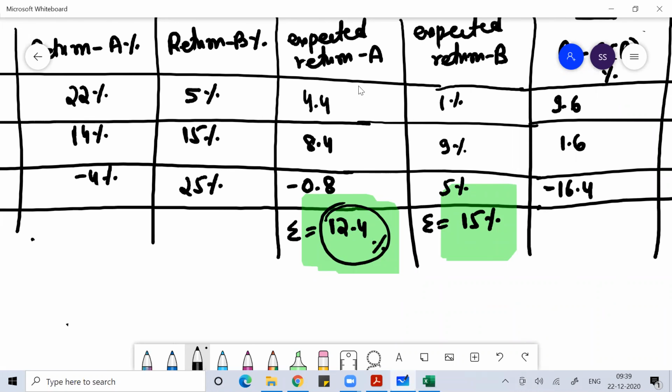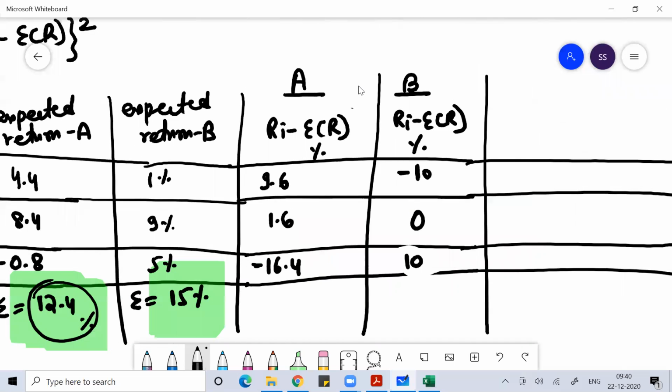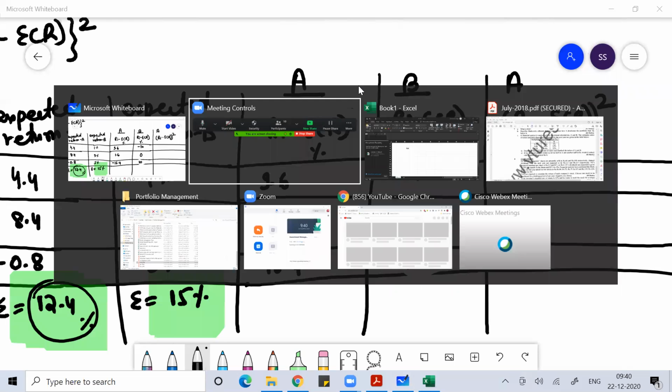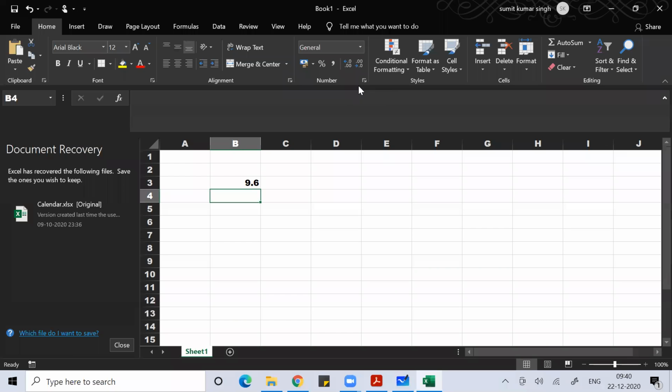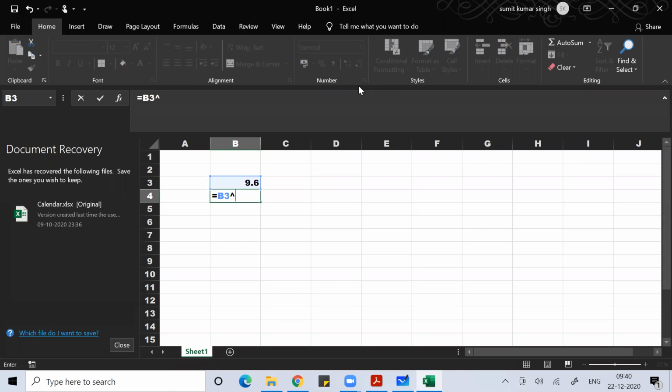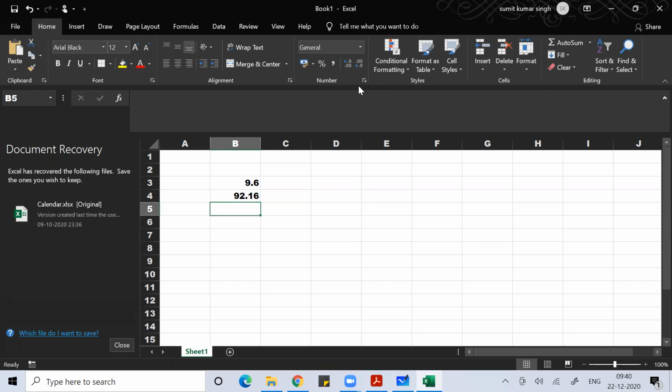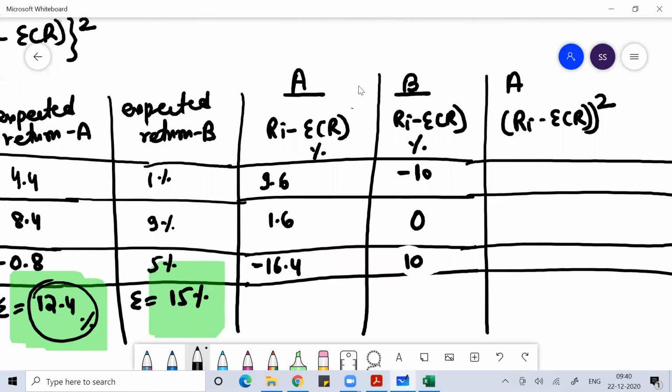Okay, fine. So we got it for A. Now what I want, do the square of this for A. Do Ri minus ER whole square of this. 9.6 square, do the square of that. 9.6 square is 92.16.